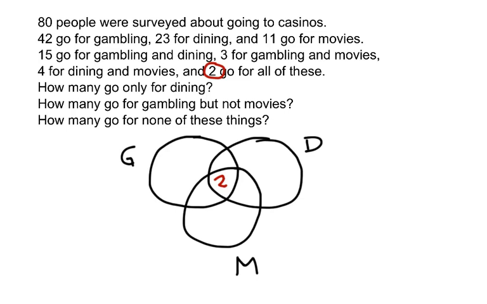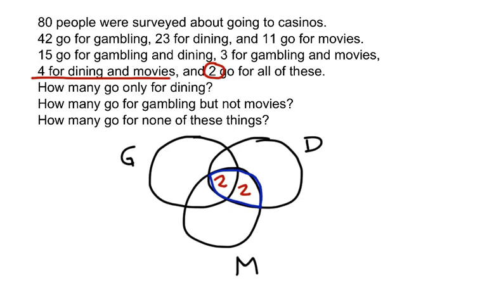The way that I like to work these is just go backwards through the paragraph that I was given. So we're told that 4 go for dining and movies. So we need to find that piece of our diagram. That piece of our diagram is over here, dining and movies. I need to have 4 people in that overlap. I have 2 so far, so 2 more go in region 6, so that I have 4 in that overlap. We're going to continue this process all the way through.